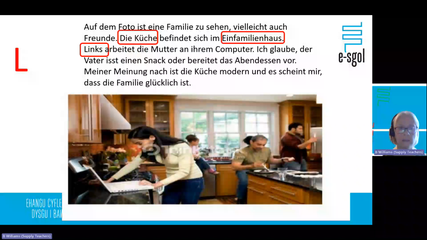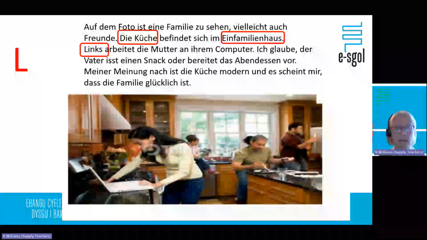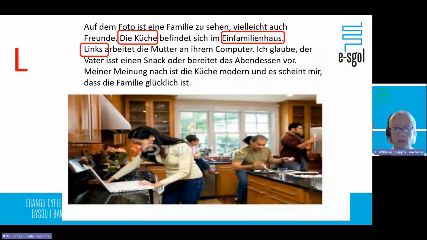For the L, it looks to me as if they are in a kitchen. So I've used die Küche. And where is the kitchen? Im Einfamilienhaus. Okay, so it's saying that it's in the family home. And then I'm using links. It could also be where exactly in the photograph is something happening. So instead of just saying that there's a mother working on a computer, I've said on the left of the photograph. So links arbeitet die Mutter.